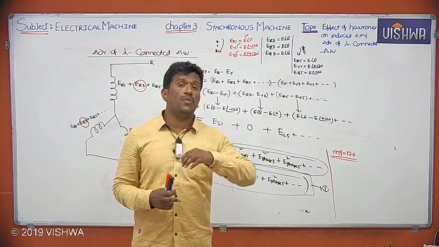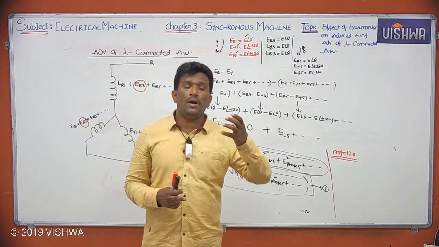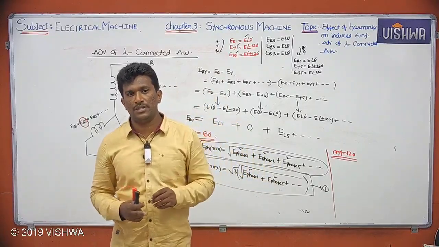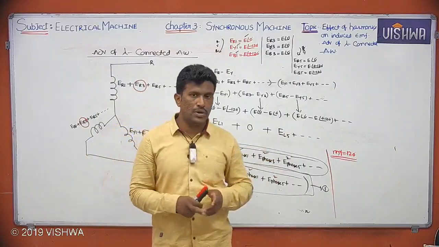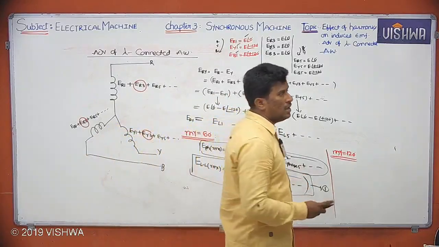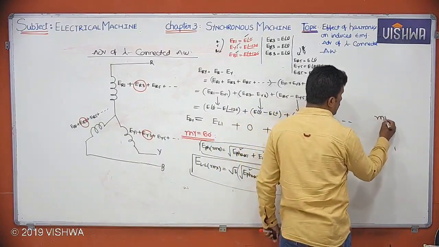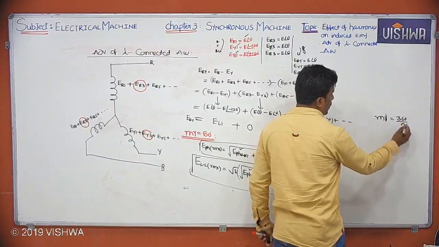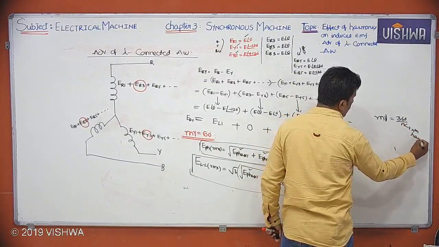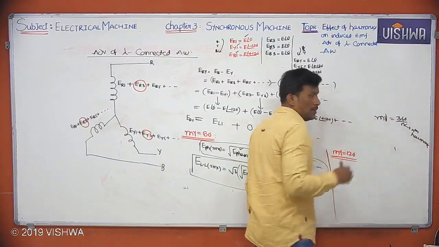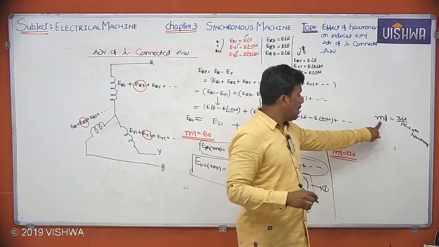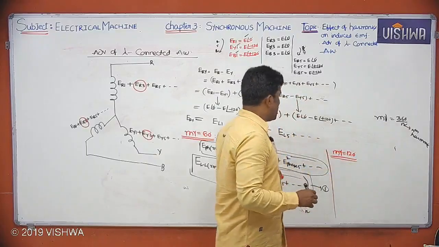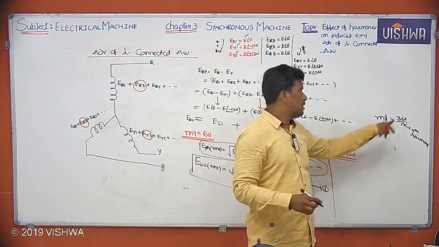Why? Suppose you want to eliminate triplen harmonic voltages in the phase itself, we should take mγ equals 120. There is one formula; please try to refer to the distributed winding topic. There I told mγ equals 360 by n. The phase spread mγ to eliminate the nth harmonic is 360 by n. To eliminate triplen harmonics, for example, if you want to eliminate the third harmonic, 360 by 3, how much is it here?